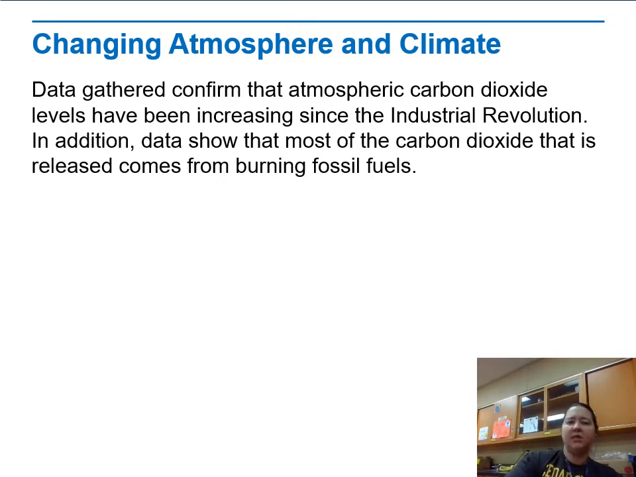So that Industrial Revolution has changed the way carbon dioxide is released and then absorbed, okay, through the different spheres, right? Atmosphere to biosphere, atmosphere to hydrosphere, okay? And most of it is released or is caused by the burning of fossil fuels.